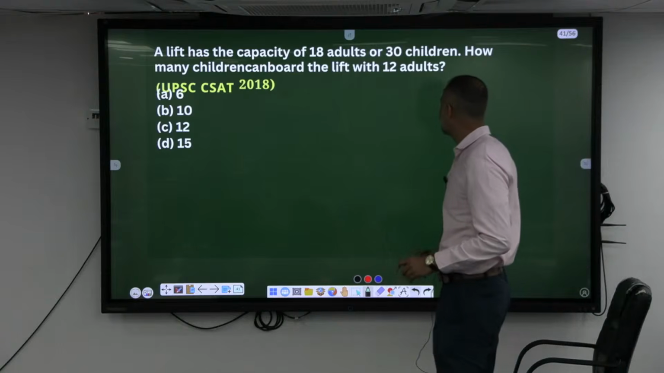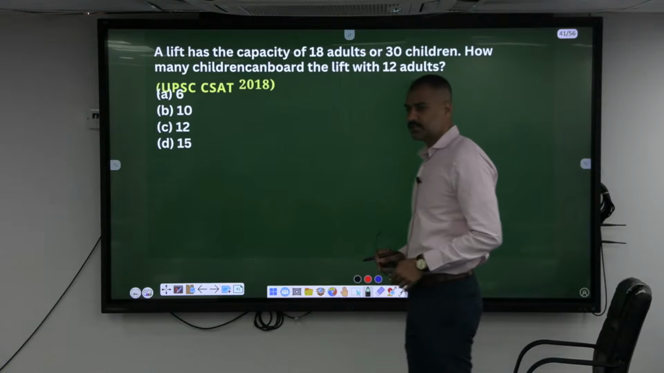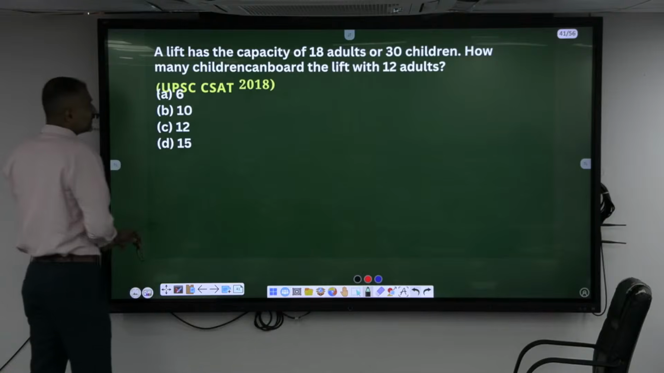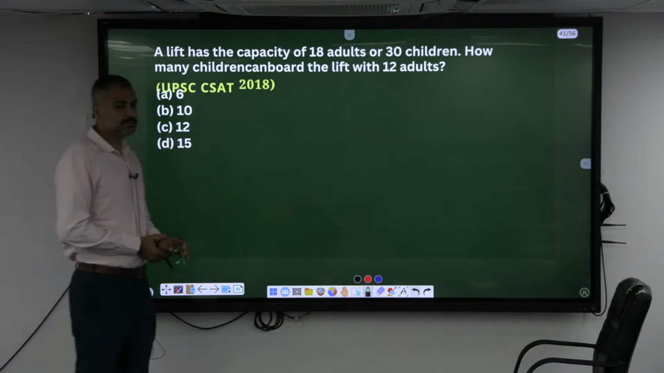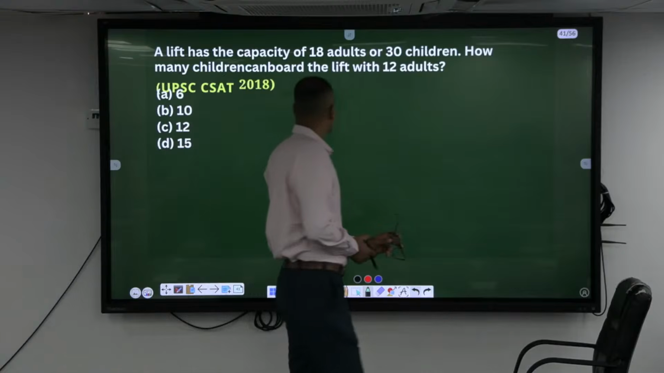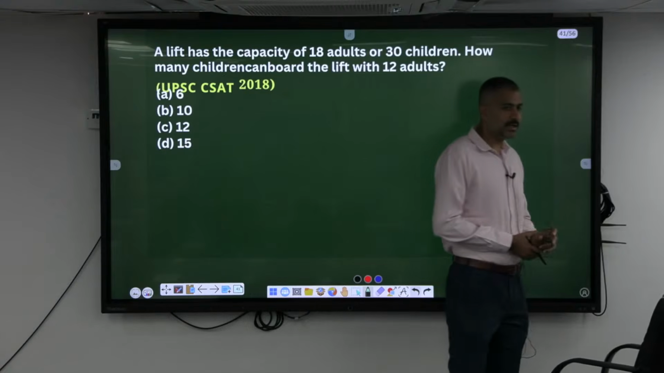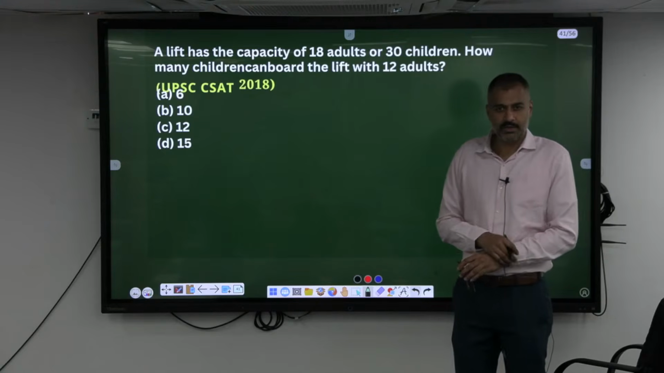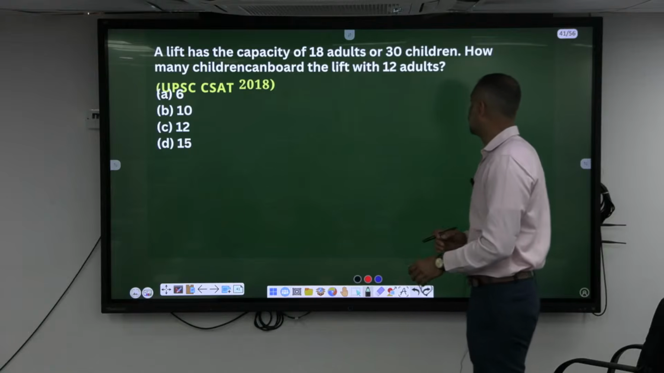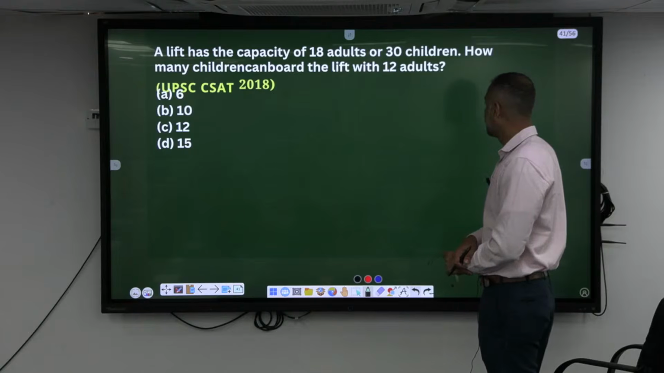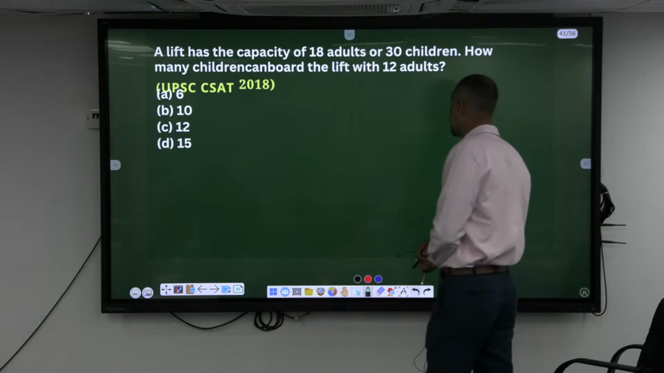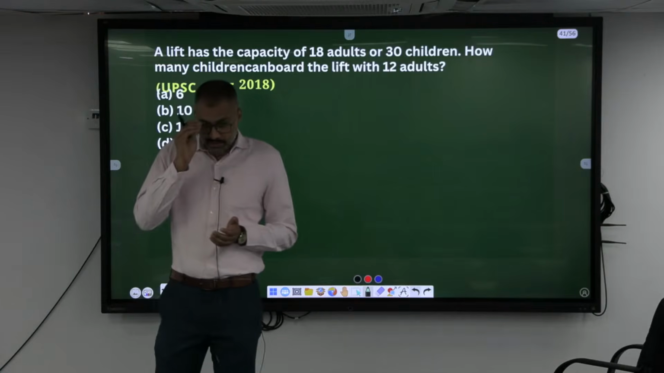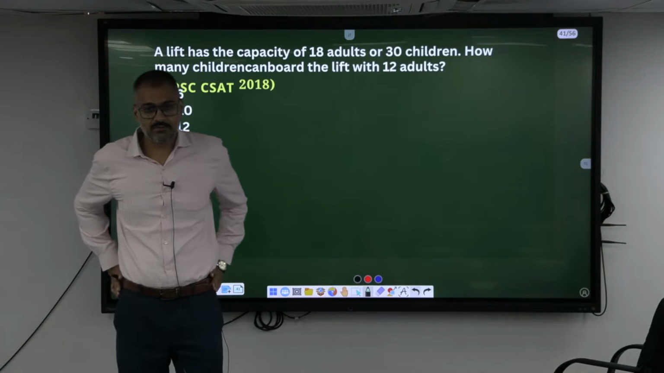Come on, analyze. A simple question again. This also can be an efficiency based question, nothing to do with any average or percentage. Can I say 18 adults is equal to 30 children? Efficiency, weight, anything you can assume. So 12 adults are there. 6 more adults can be accommodated. That 6 more accommodated adults, if I have to replace by children, how many children?